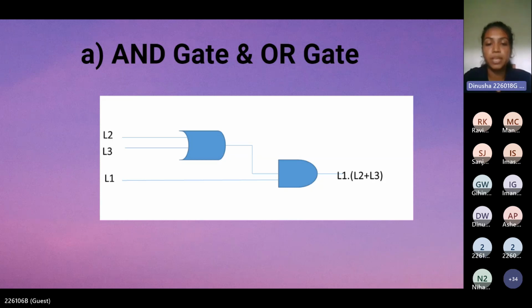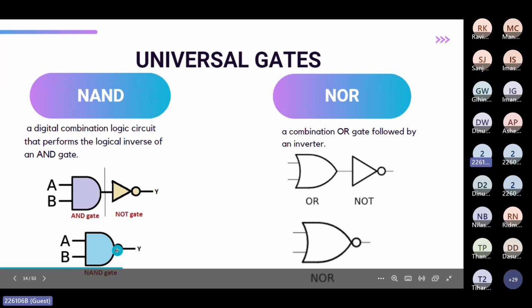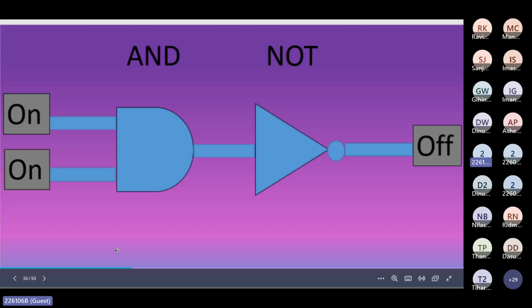Now Senali will explain what the universal gates are. Okay. Here are the universal gates. There are 2 main universal gates, the NAND gate and the NOR gate. In here, the NAND gate is a combination of the AND gate and the NOT gate. And here is the symbol of the AND gate and here the symbol of the NOT gate. Combining these 2 symbols, here is the symbol of the NAND gate.